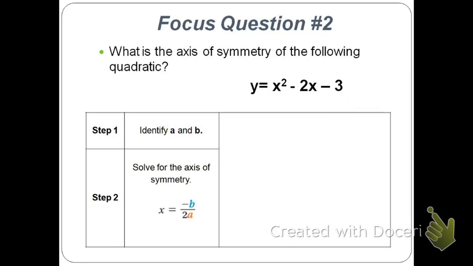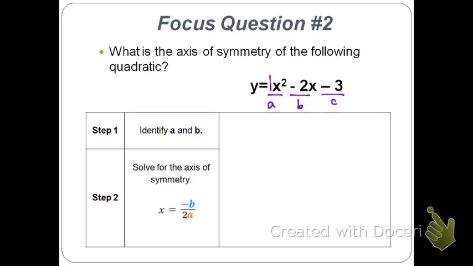Okay, so let's try another one. Now keep in mind, if you do not have a value written in, the coefficient for x squared is 1. So just make a note, a is 1. B is negative 2, and C is negative 3.